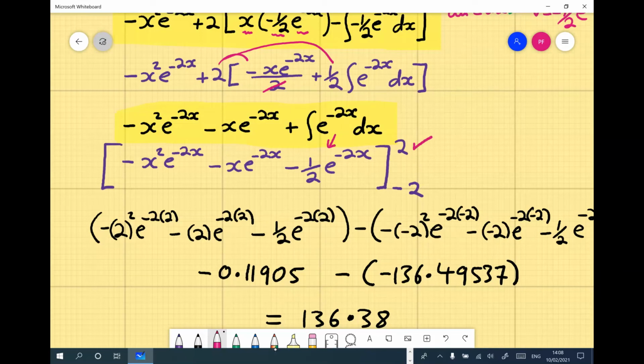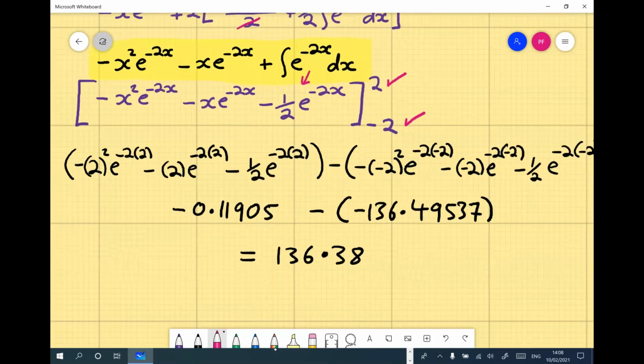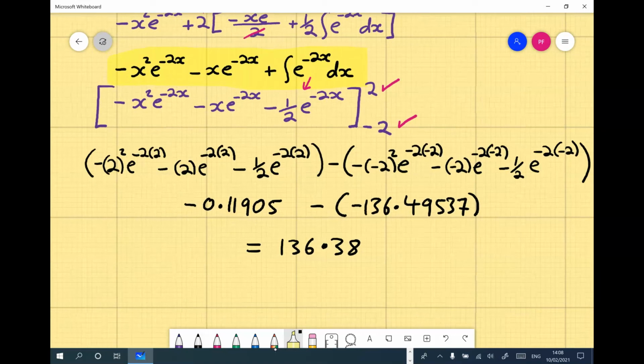So I have my limits of 2 and minus 2. So all I have to do is input those limits to find the area under the curve. So I inputted my 2 first. Then I subtract the integral with my minus 2 entered. For the first bracket I got minus 0.11905 and change. And then for the second bracket I got minus 136.49537. Minus minus giving me a plus, leaving me with a final answer of 136.38. It's area, so I'm going to say units squared in this case.